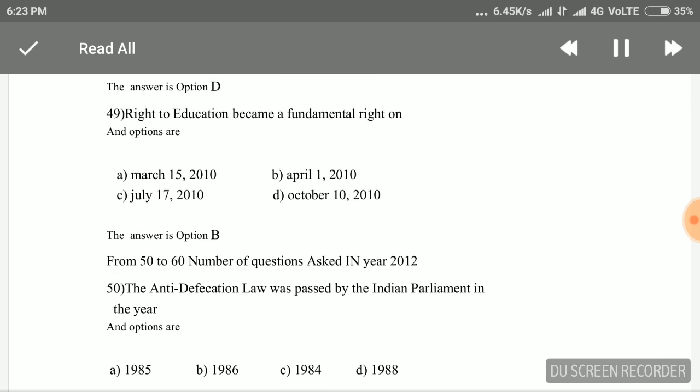From 50 to 60, number of questions asked in year 2012. 50. The anti-defection law was passed by the Indian Parliament in the year. Options are A. 1985. B. 1986. C.